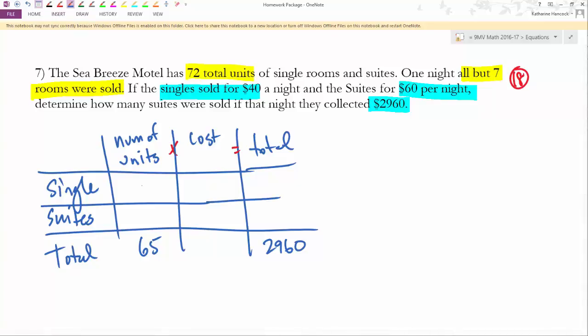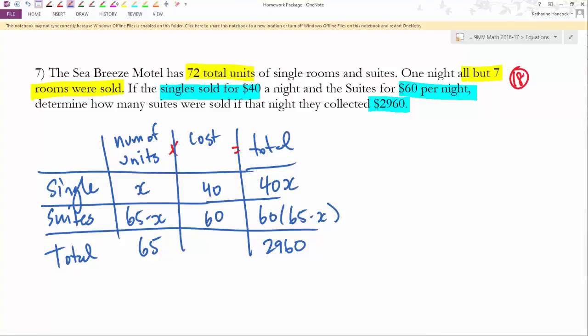So if I let X be the number of singles, then the number of suites is going to be 65 minus X. The cost of a single was 40. The cost of a suite was 60. That's cheap. And then I multiply. So 40X there, 60 times 65 minus X here.